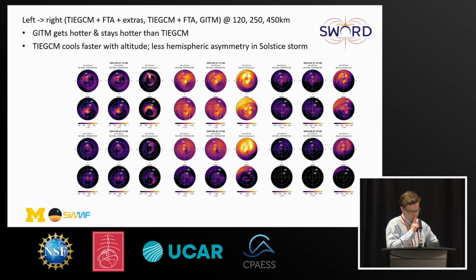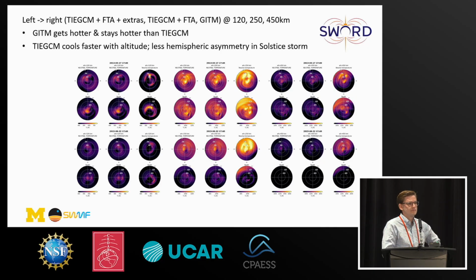It could be also that since we're looking at a storm almost exactly at the solstice, that the reference altitudes are, I don't want to say not right, but may not be as reliable at the polar region as in the equatorial region. So something that we'll need to look into.